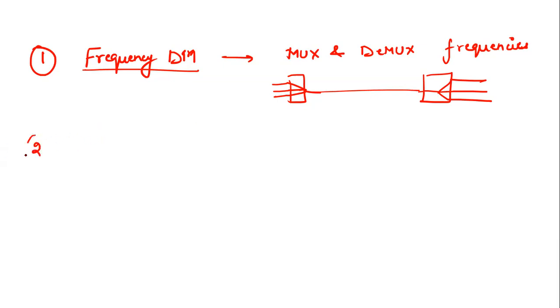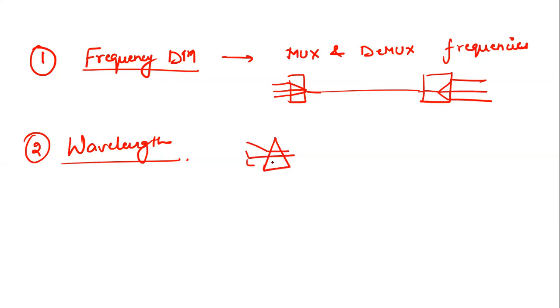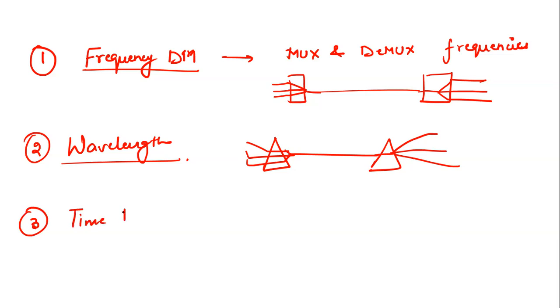Then second we have wavelength. In wavelength division, we work like how a prism works: we have different wavelengths, and these wavelengths are transmitted into a single ray of light, and from there the light is given back again to the sources. And third we have time division, and in time division we have slots.